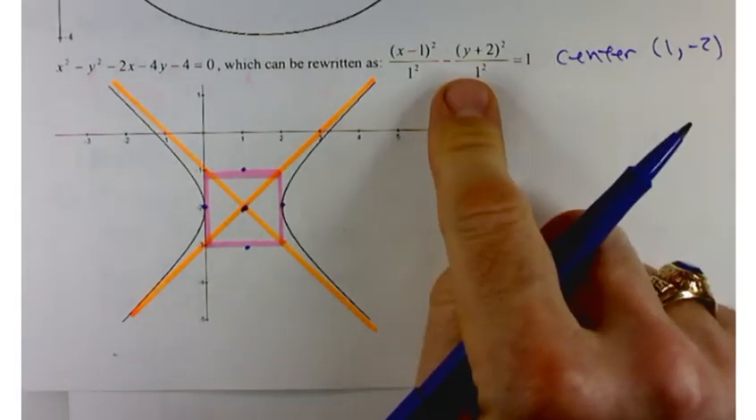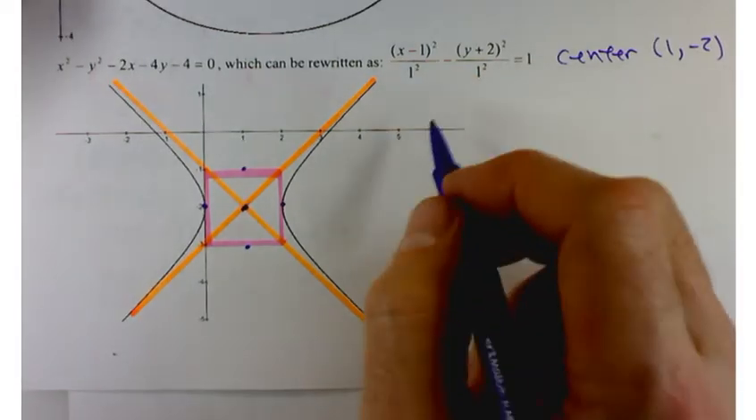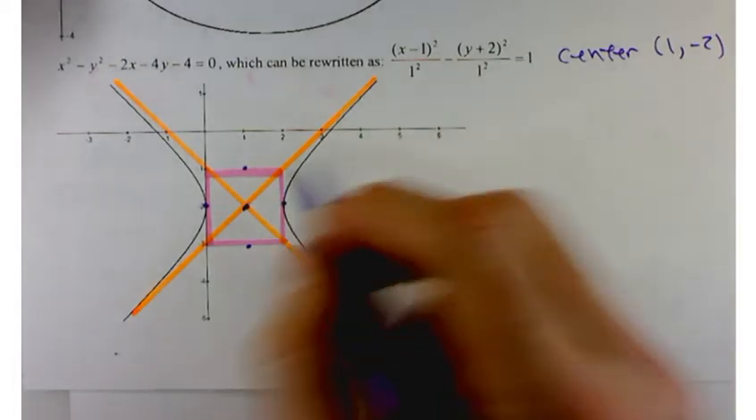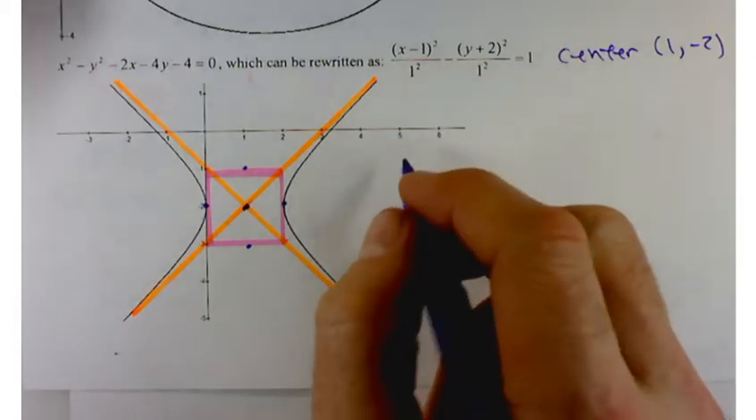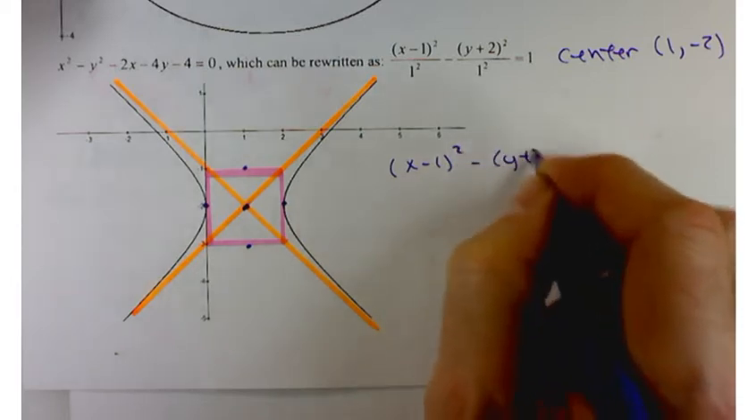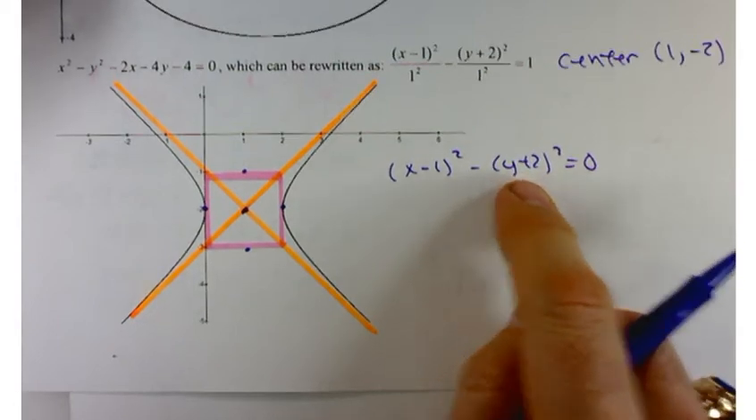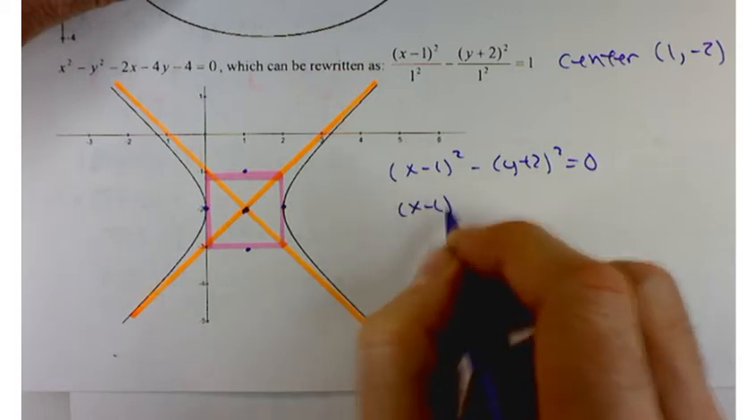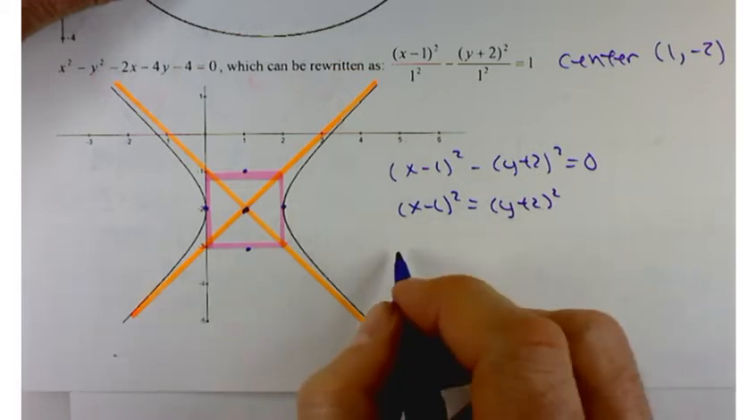There's kind of a shortcut way that you can get the equations of the asymptotes. I could probably justify this mathematically, but it's something I just happen to notice. If you want the equation of these asymptotes, you can actually just replace 1 on the right-hand side by 0 and look at x minus 1 squared minus y plus 2 squared equals 0. If you now solve for y, you'll get the asymptotes. So if I move this to the other side, I get x minus 1 squared equals y plus 2 squared. Take the square root on both sides.